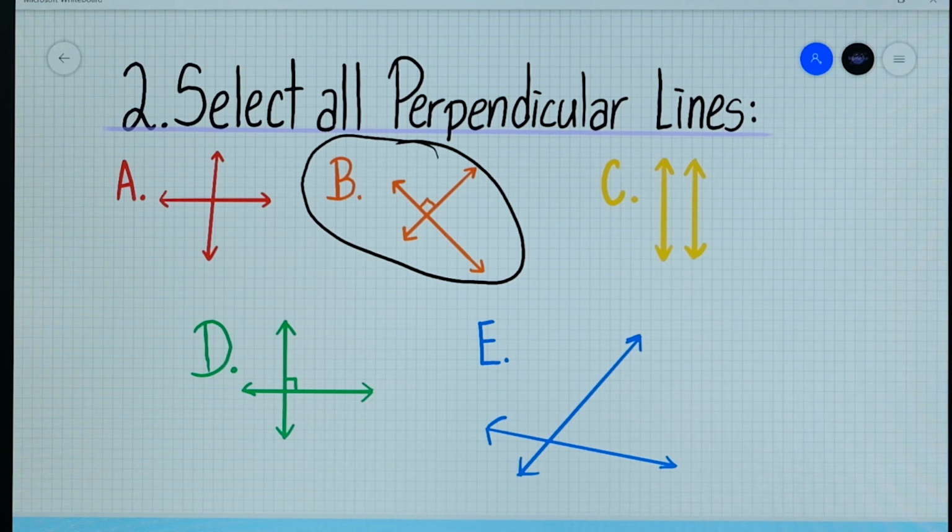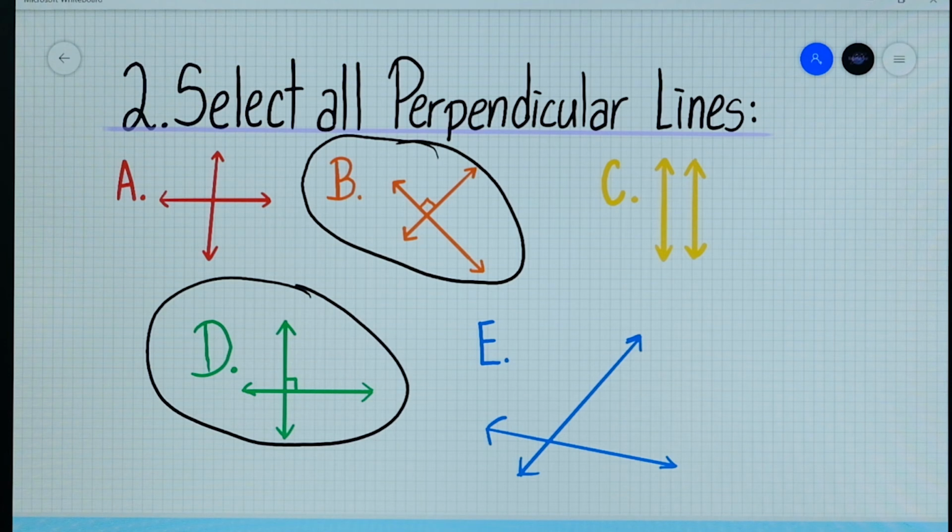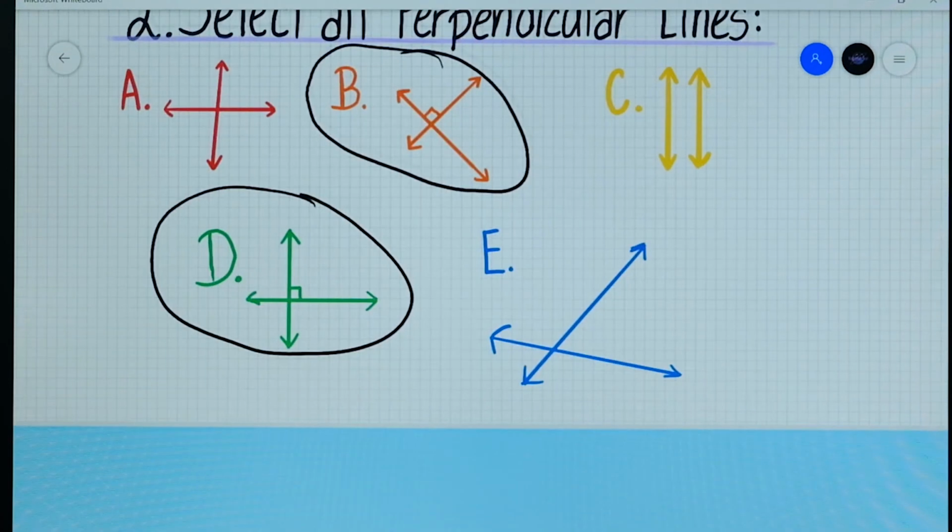C is not a perpendicular line. However, if you did see my last video about parallel lines, these 2 lines are parallel, and I made them parallel. So that's not the same thing as perpendicular at all. Next up we have D. D is perpendicular because once again, the little square indicates that it is perpendicular. Finally, E, no square, no perpendicular.